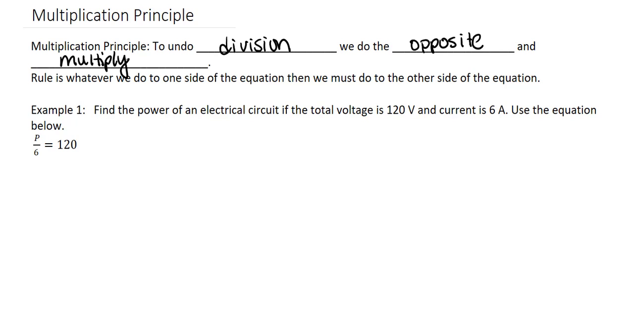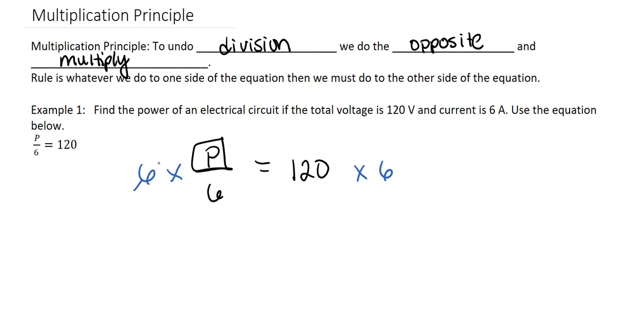if the total voltage is 120 volts and the current is 6 amps. We're going to use the equation below. So power divided by 6 is going to be equal to 120 volts. So in order to solve for this P, what we're going to do is multiply both sides by 6. And the reason we do this is because it undoes division, and then this can just become a 1. So we're left with 1P, or we can just say P, and that is equal to 120 times 6.